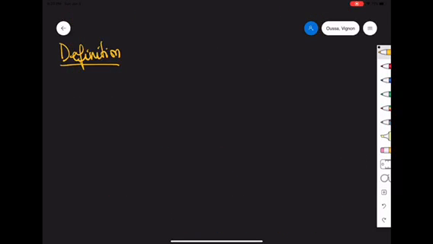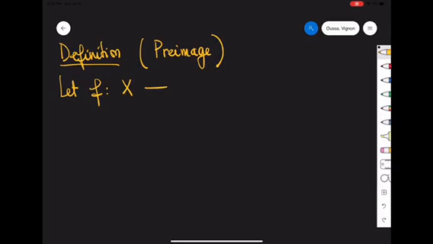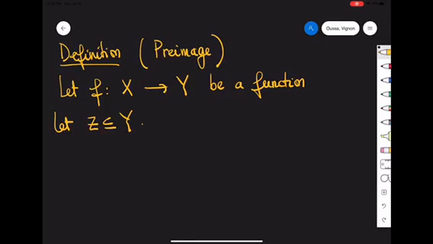Here we'll talk about the concept of preimage. Let f be a map, a function between two sets X and Y, and let Z be a subset of Y. So now this is a subset of the codomain. We say that the preimage of Z is the set.